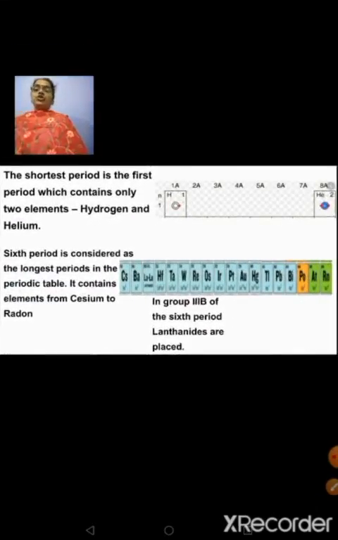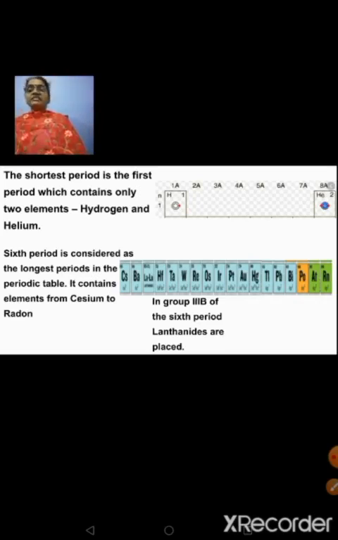Then, you should know, when you are talking about the periodic table, which is the shortest period, which is the longest period, which is an incomplete period. Those things should be very, very clear to you. The shortest period is the first period. Why? Because it has only 2 elements. What are they? Hydrogen and helium. The longest period is your 6th period. It begins with cesium and ends with radon. And why is it called the longest period?